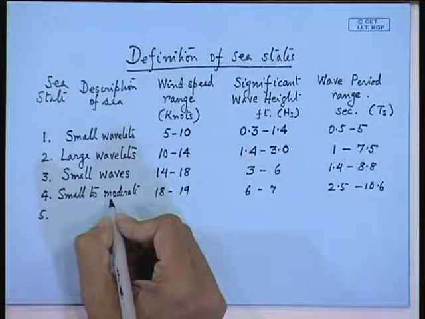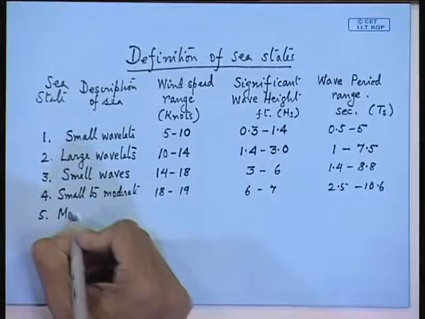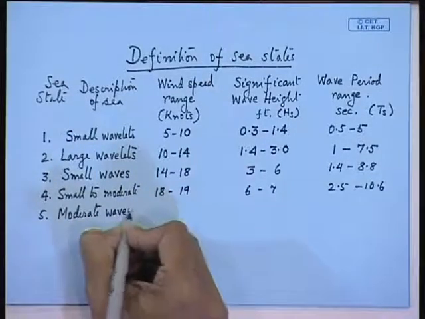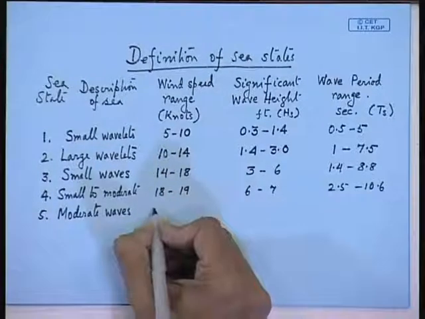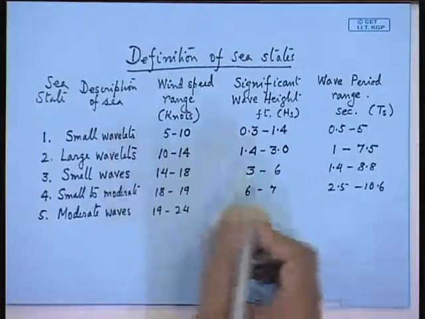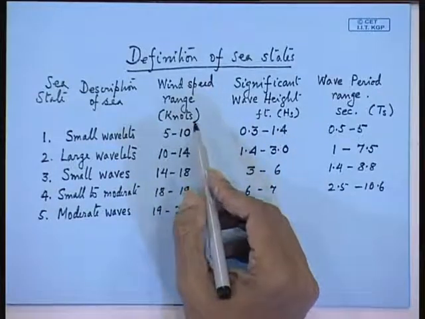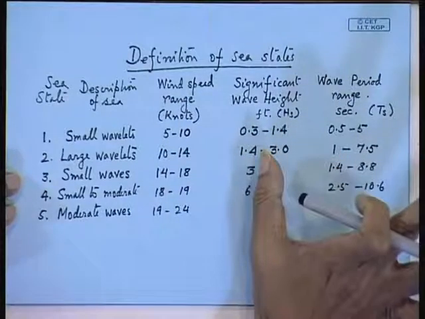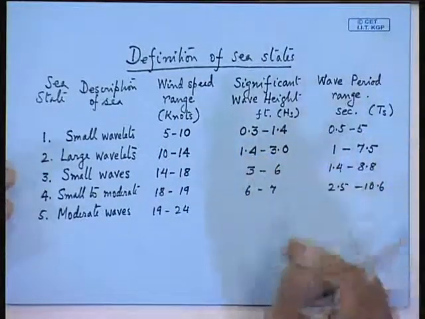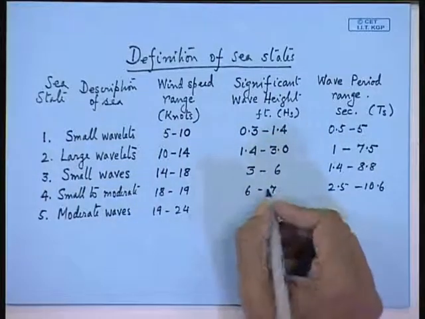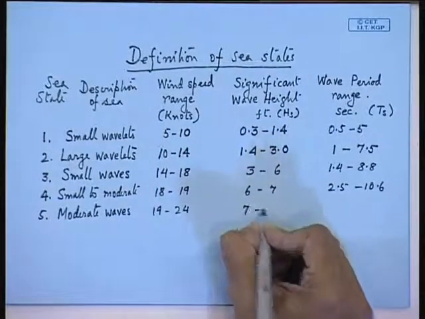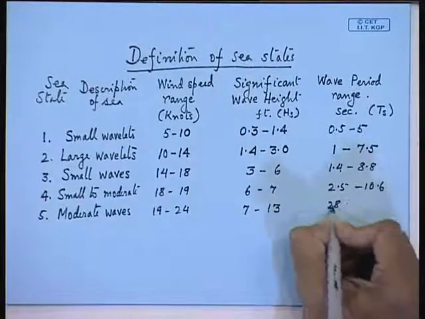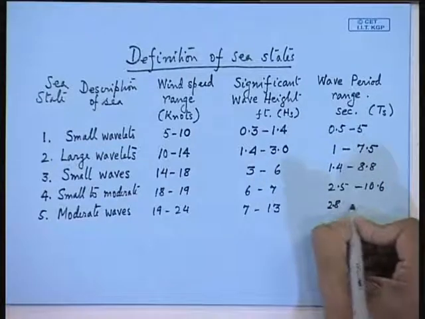Last is moderate waves. So 19 to 24. Now actually what is this wind speed, you may not be able to remember, but these HS and TS values you simply take note of. So 19 to 24 is given 7 to 13, and this is 2.8 to 13.5.